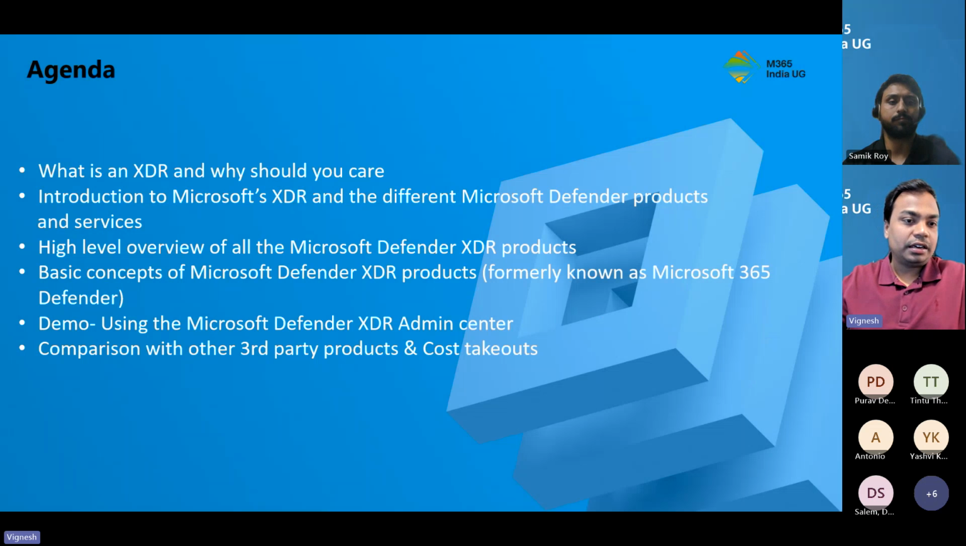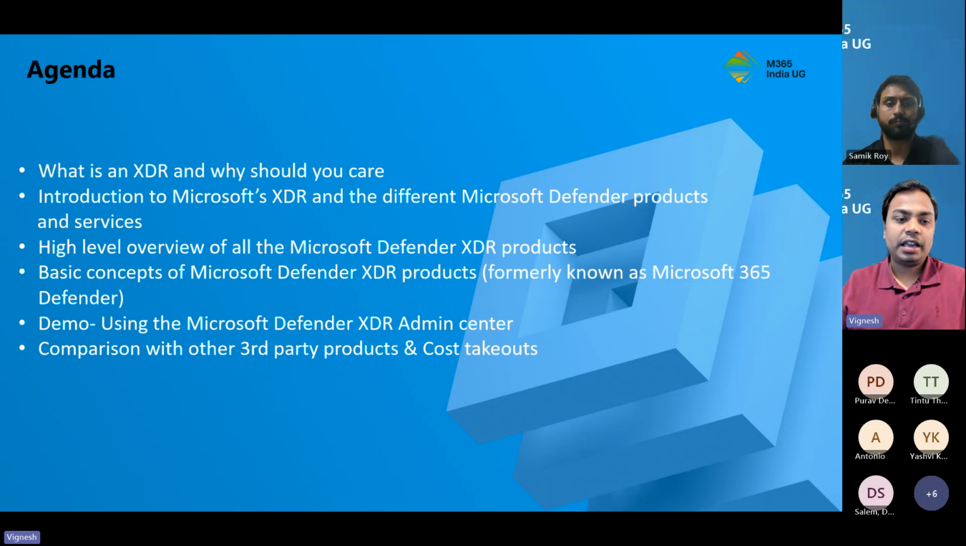All right, so with that, let's jump into today's agenda. The agenda today is really simple since it is a very basic session. We'll be talking about what is an XDR and why should you even care about it in the first place. Then we'll be talking about an introduction to Microsoft's XDR and the different Microsoft Defender products and services that we currently have in the Microsoft Defender suite.